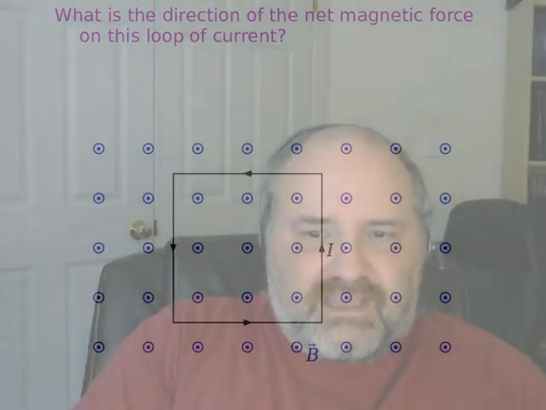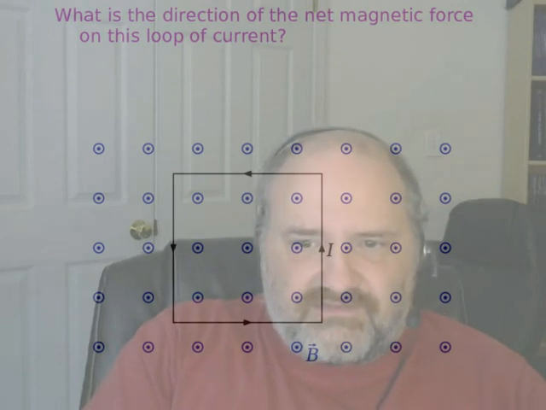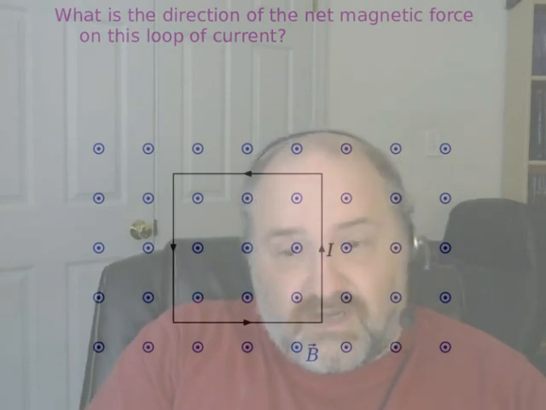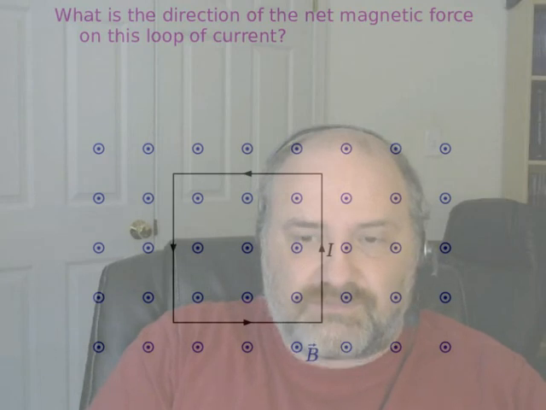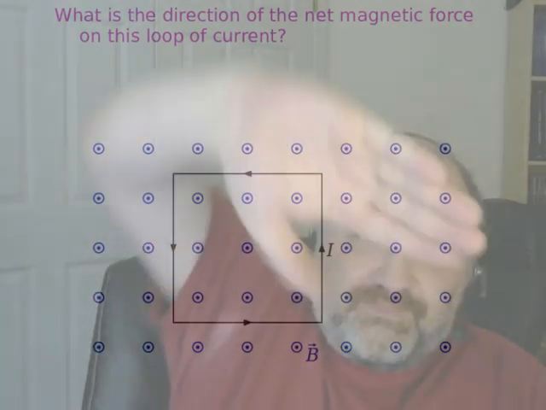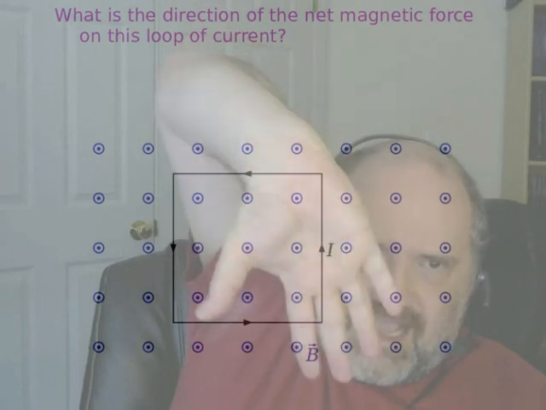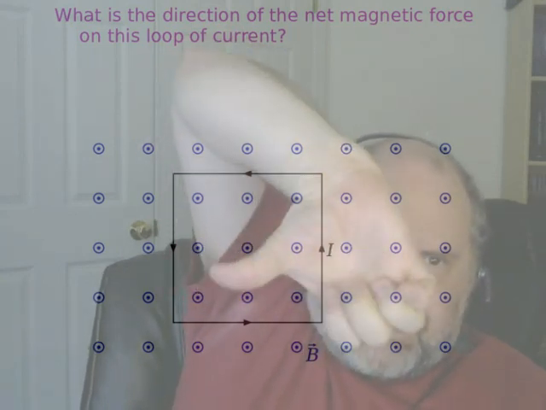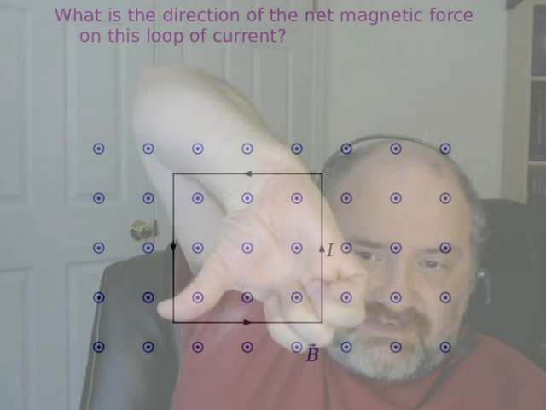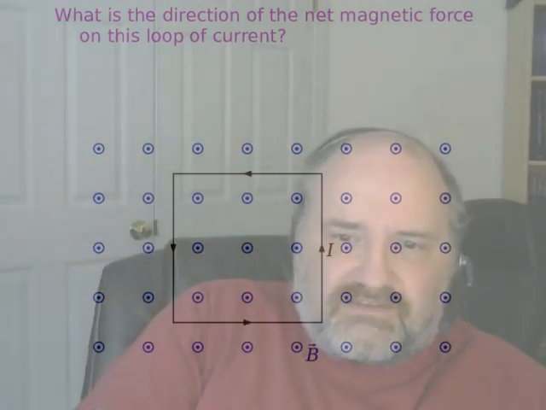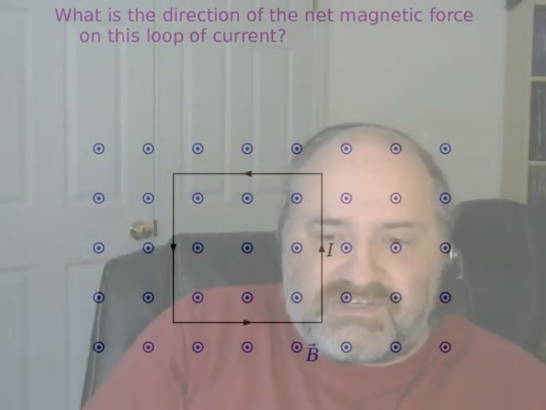Now let's look at the left leg. First of all, notice that the length of the left leg and the length of the right leg is the same, and the currents are the same, and the magnetic field is uniform, so the magnitudes of the force will be the same. On the left leg, and this is awkward, the current is down, magnetic field is out, so the force is to the left. So the right leg has a force to the right, the left leg has a force to the left. Those two are going to cancel each other out.